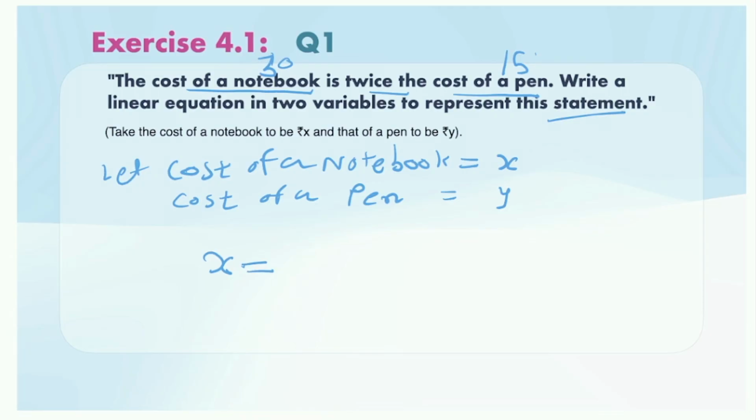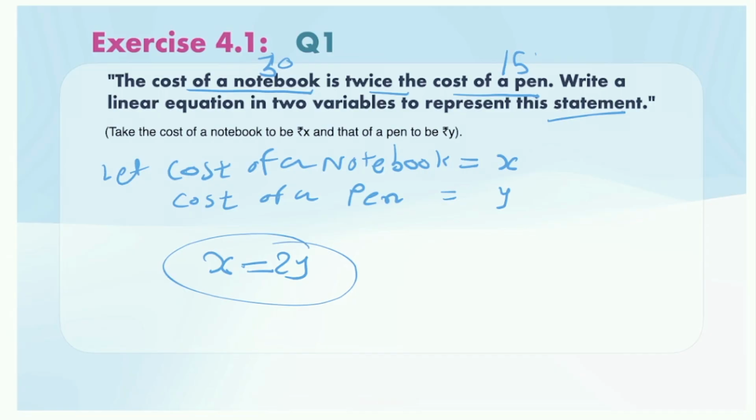What is the cost of pen? y. So I have to write 2y, because it is mentioned that twice the cost of pen. If it were mentioned that it is half the cost of pen, then I would have to write y by 2. Here it is twice the cost of pen, so I have to double it, so it is 2y. Very simple. You just have to assume two variables according to the statement that is given in your question.